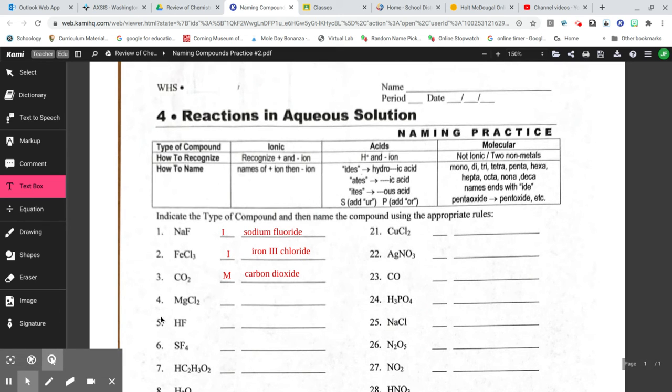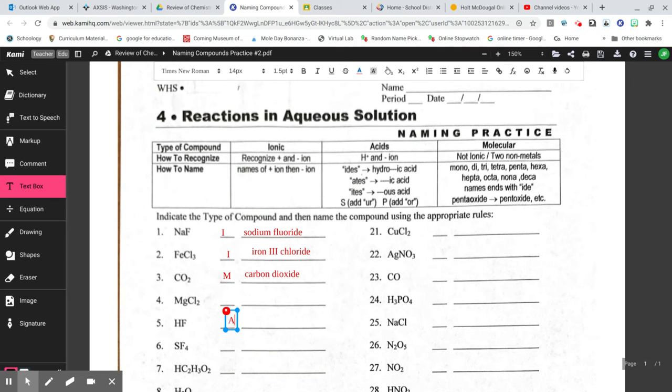Okay, so let's drop down here to number 5. And number 5 is HF. This is an acid because we start with the hydrogen ion. So we're going to put in an A here. And we're going to look at the last part of our acid formula to help us determine how do we name it. So we have F is fluoride. So since it ends in the IDE, we're going to put hydro in the front.